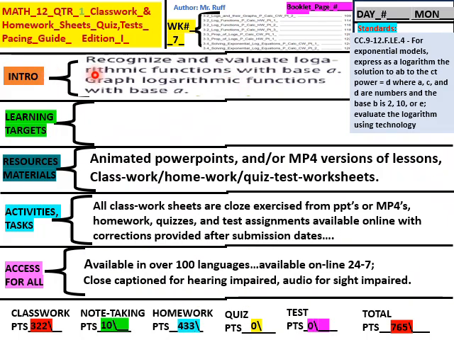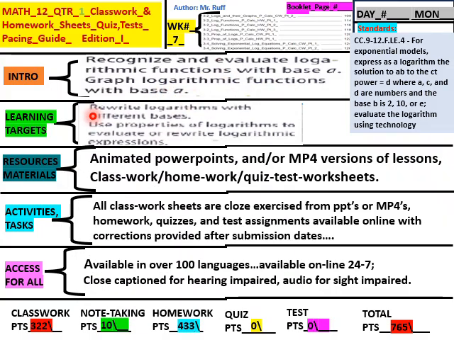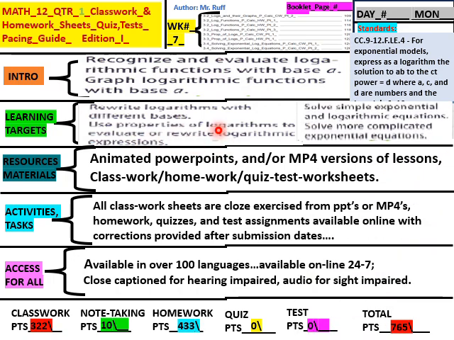So our intro is recognizing, evaluate logarithmic functions with base a, graph logarithmic functions with base a. Learning targets: rewrite logarithms with different bases, use properties of logarithms to evaluate or rewrite logarithmic expressions, and then solve simple exponential and logarithmic equations, solve more complicated exponential equations.